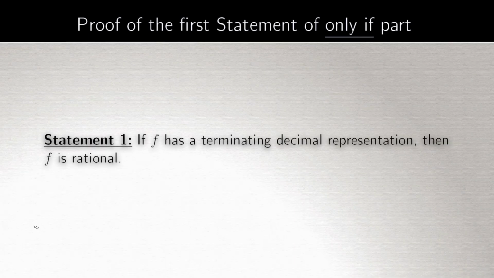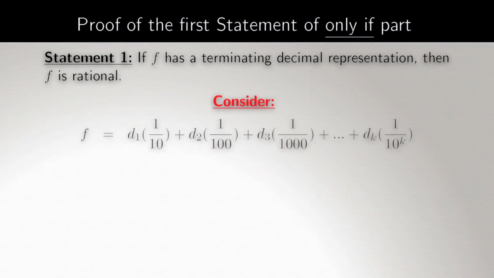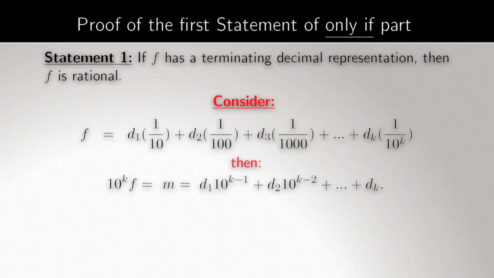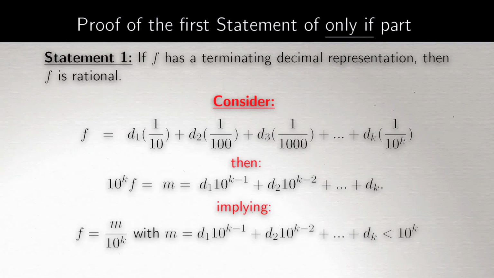The proof of the first statement goes as follows. Statement 1 says, if f has a terminating decimal representation, then f is rational. We consider f to be a fraction between 0 and 1 that has a terminating decimal representation as follows. Then if we multiply f by 10 to the power k, we will obtain an integer m, which is equal to d1 times 10 to the power k minus 1, plus d2 times 10 to the power k minus 2, etc., plus dk. This implies that f can be written as m divided by 10 to the power k, which is a ratio of two integers. Therefore, f, which is equal to m divided by 10 to the power k, is a rational number.